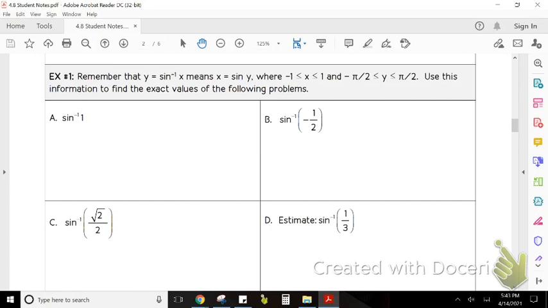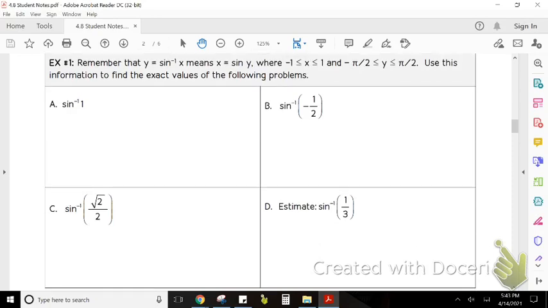So exact means don't use your calculator. Alright, so A says the inverse sine of 1. Remember, when we're doing an inverse, that means it's equal to our angle. So I'm just going to put theta there, which means if I take the inverse of the inverse, it takes me back to the original. So I'm just going to switch my x and y, my input and my output. And in this case, it would be my theta and my 1.